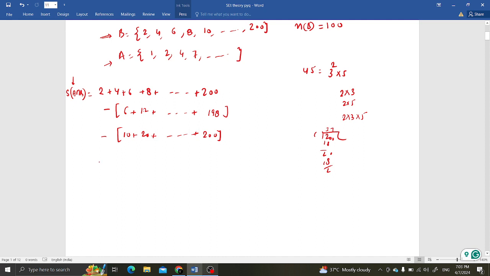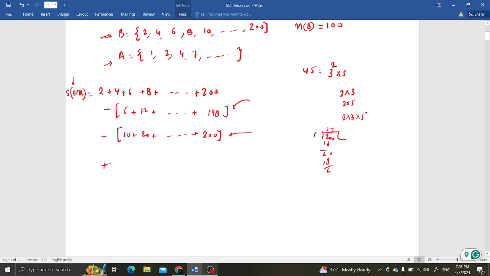But you observe the GCD of 2 with 45 is 1. So first of all, I need to take all those elements whose GCD with 45 is 1. So it should not be a multiple of 3, a multiple of 5, or their common multiples. But here you can observe that 30 is here and 30 is also here. 30 is in both cases.